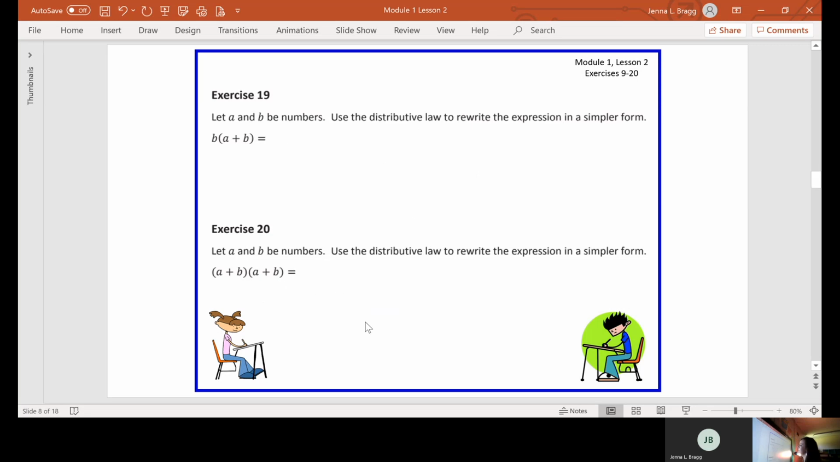19 is the same concept, except this time you're distributing the B. So this time you are multiplying A times B plus B times B. A times B, you cannot add those exponents together. So you still just have one A and B multiplied together. However, my B's have the same base, so I can add that one exponent of each. My final answer would be AB plus B to the second.